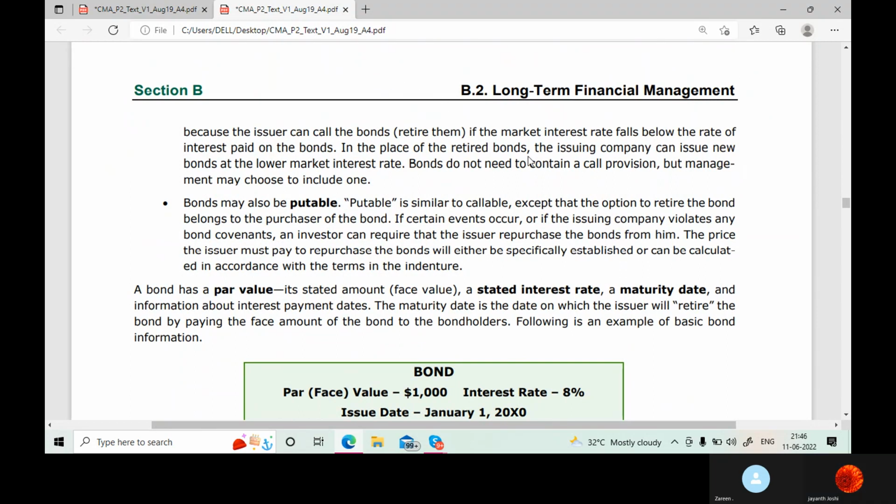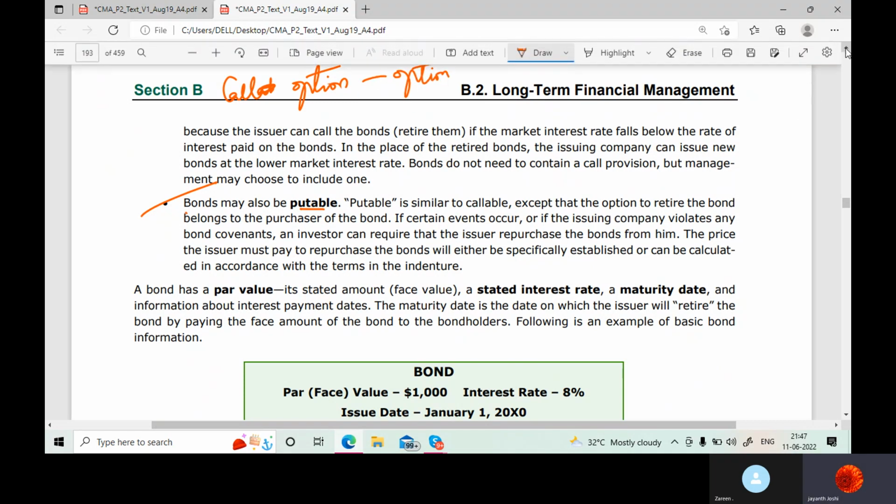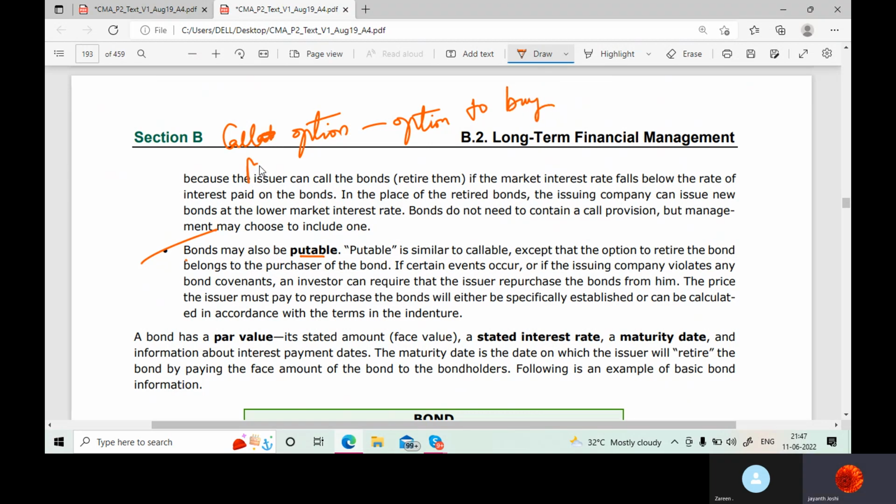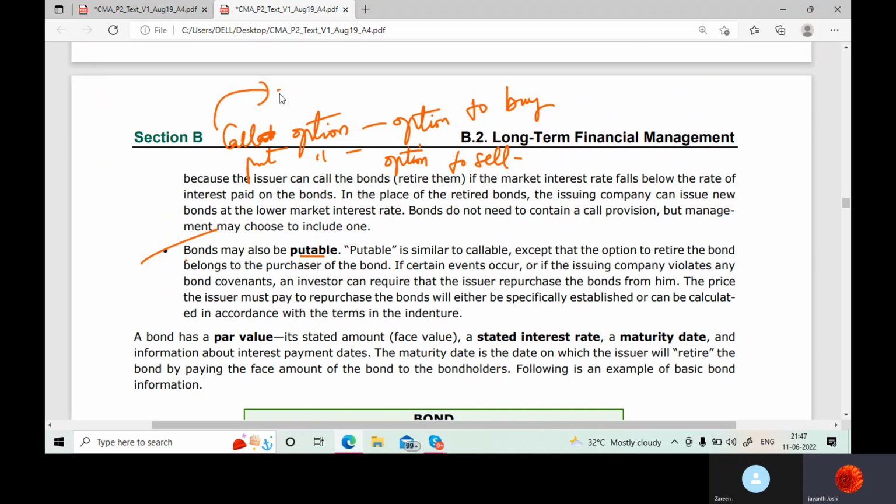Now, next one. Bonds may also be puttable. See, callable or call option is nothing but an option to buy, and put option is an option to sell. In the previous case, I gave an example that the company can buy back the bonds at a predetermined or agreed price while issuing the bonds.